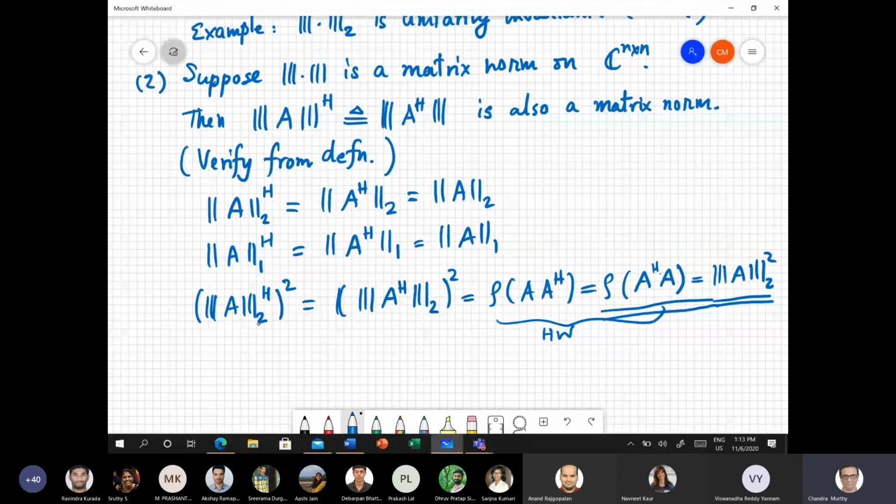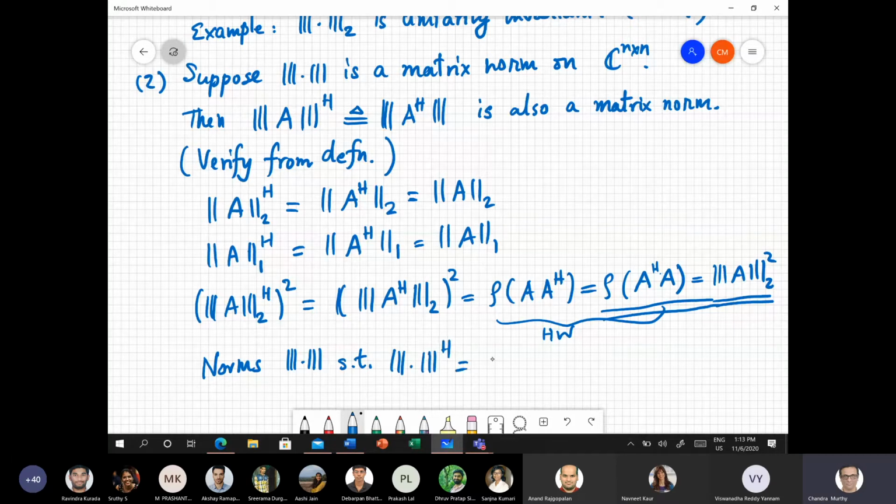So you see that here when I take this H norm, it gives you the same norm. Here also when I took the H norm, it gives me the same Frobenius norm. And the H norm of the L1 norm is also equal to the L1 norm. Such norms for which the H norm is the same as the norm itself are called self-adjoint norms.